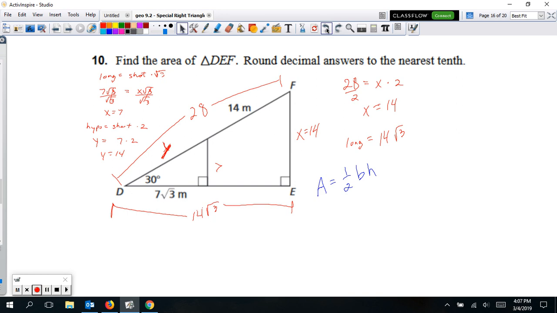Area equals 1/2 base times height. We're going to plug in our base and our height here. So it's going to be 1/2, our base is 14 square root of 3, and the height is 14. We can take half of 14 right there, that would be 7. Now we have 14 square root of 3 times 7, and we can multiply 14 times 7 to get 98. So 98 square root of 3.